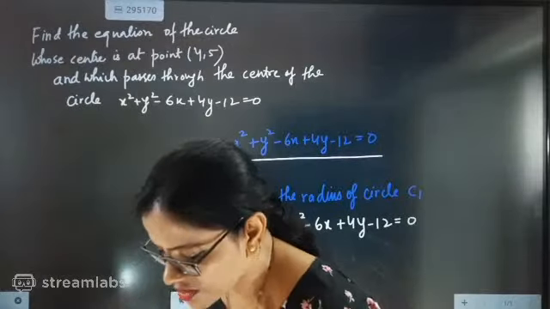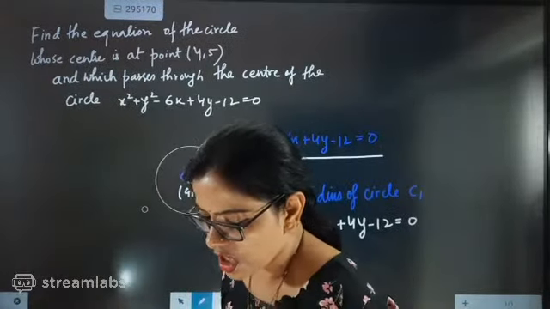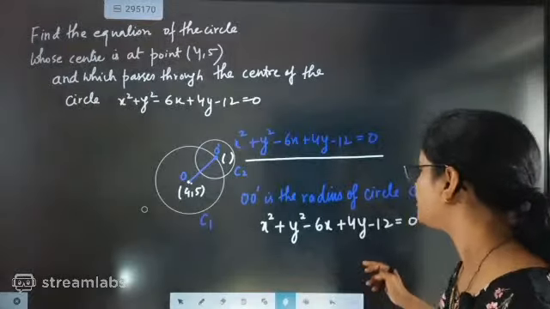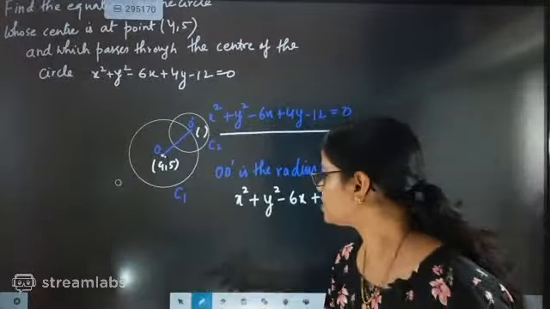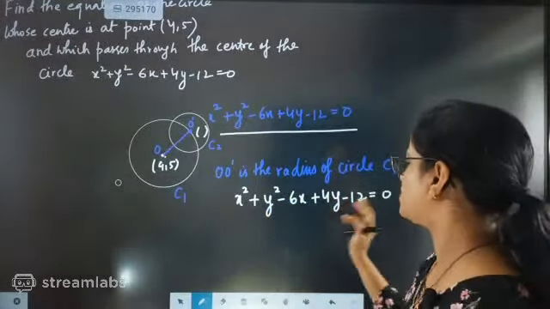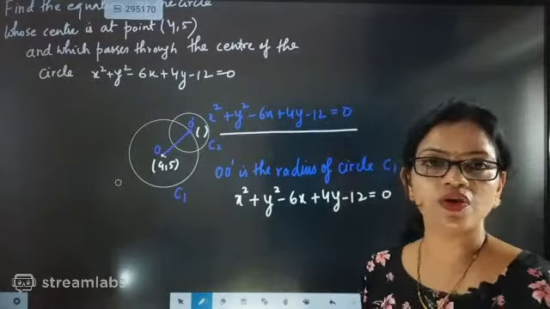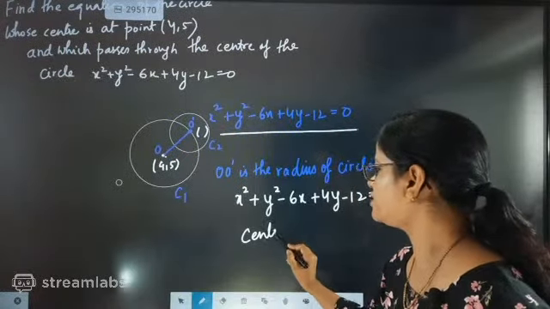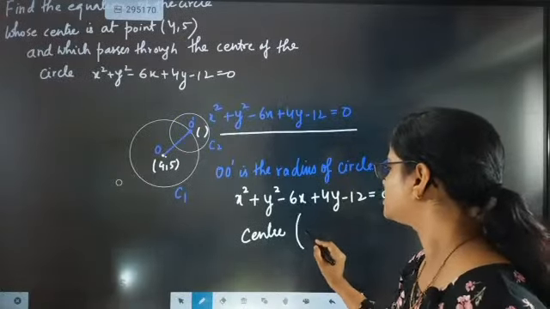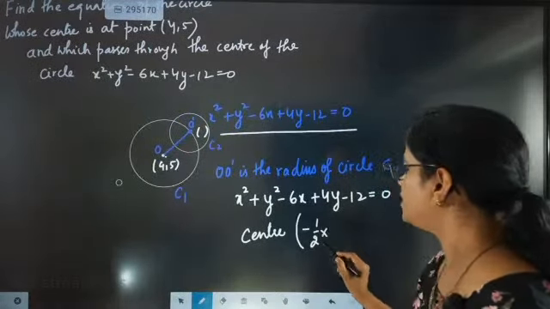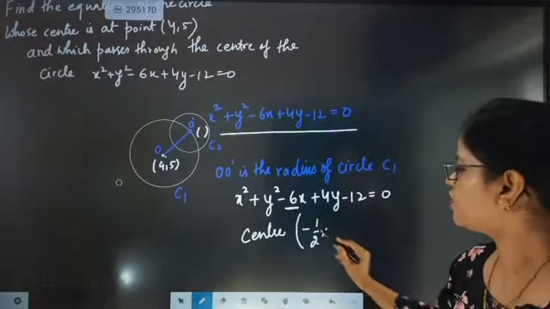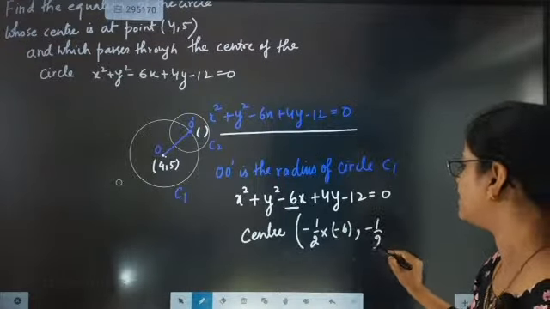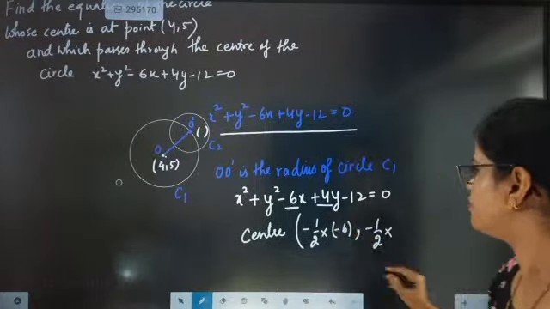See, Saru has solved the question: x minus 4 whole square plus y minus 5 whole square equal to 50. Very good. Well done, Saru. Now look here. So this part is exactly going to come as x square plus y square minus 6x plus 4y minus 12 equal to 0. Now center, what is the formula for center, beta? Formula for center is minus 1 by 2 into coefficient of x. Coefficient of x is minus 6, comma minus 1 by 2 into coefficient of y.